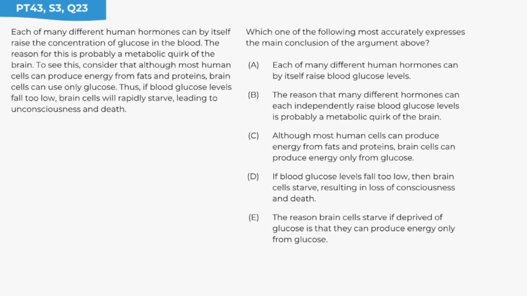Answer choice A says, each of many different human hormones can by itself raise blood glucose levels. Well, that's the phenomenon. That's not the main point. Answer choice B says, the reason that many different hormones can independently raise blood glucose levels is probably a metabolic quirk of the brain. That looks like a pretty close paraphrase of the second sentence. Let's hold on to it. Answer choice C says, although most human cells can produce energy from fats and proteins, brain cells can produce energy only from glucose. Yeah, that's true. But that's not the main point.